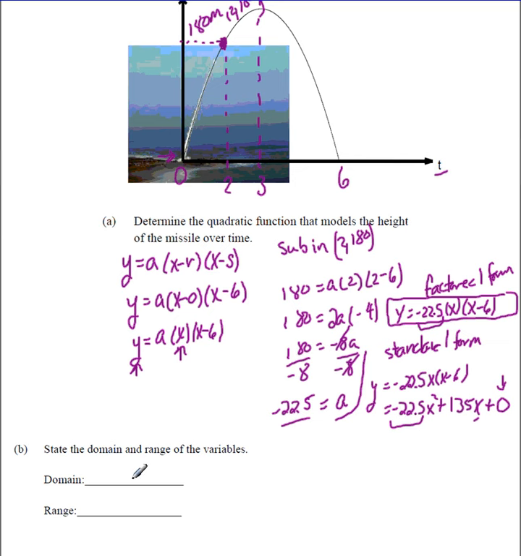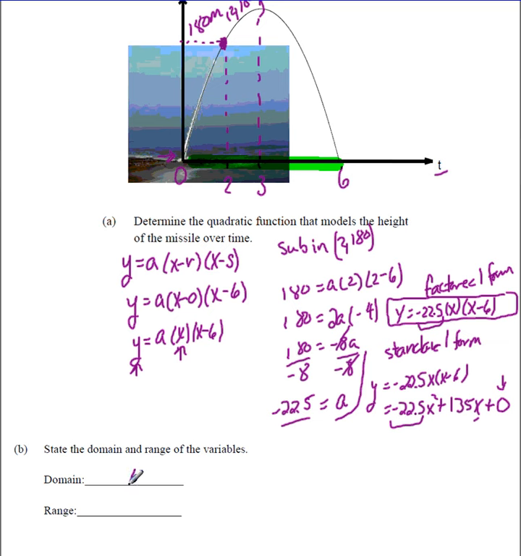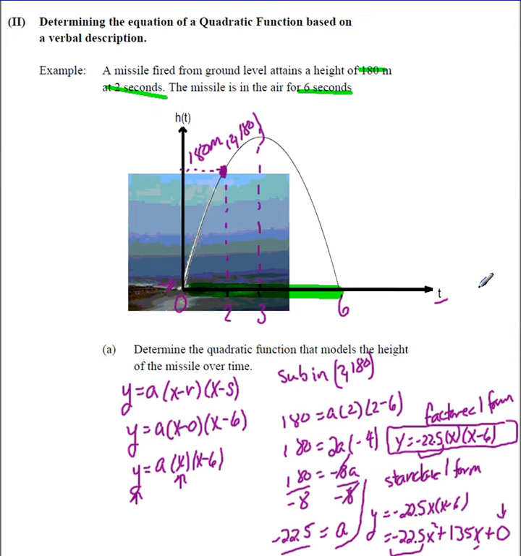So state the domain. For our domain, we are looking only between these two x values right here. So x is between 0 and 6. So x is less than or equal to 6, but greater than or equal to 0. And for the range, we need to figure out the maximum height.